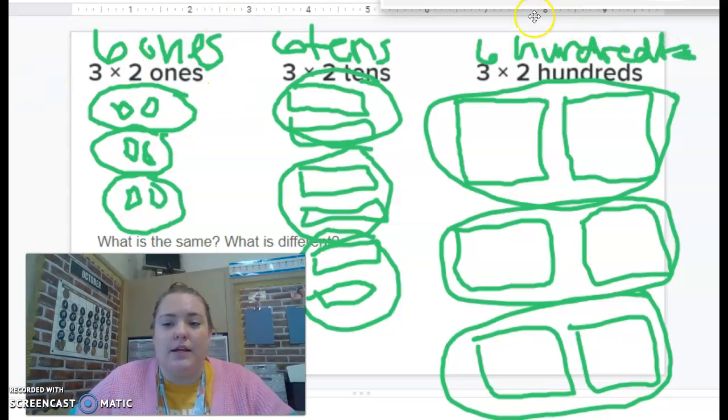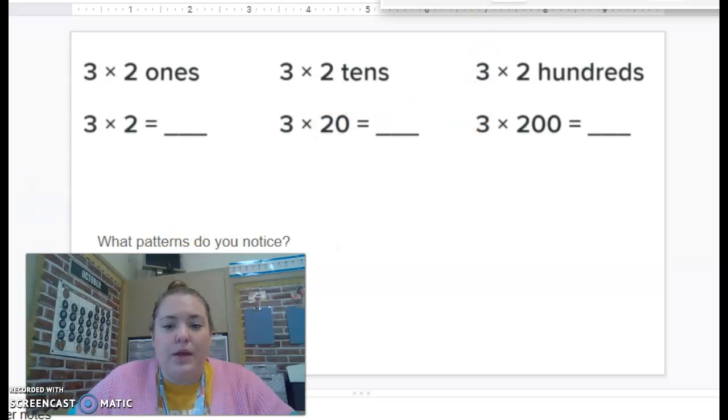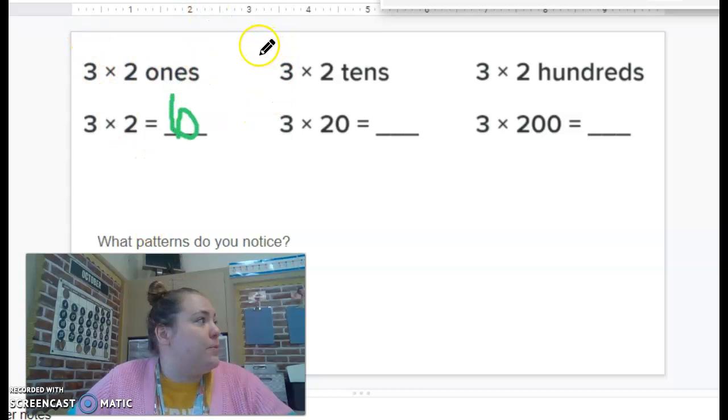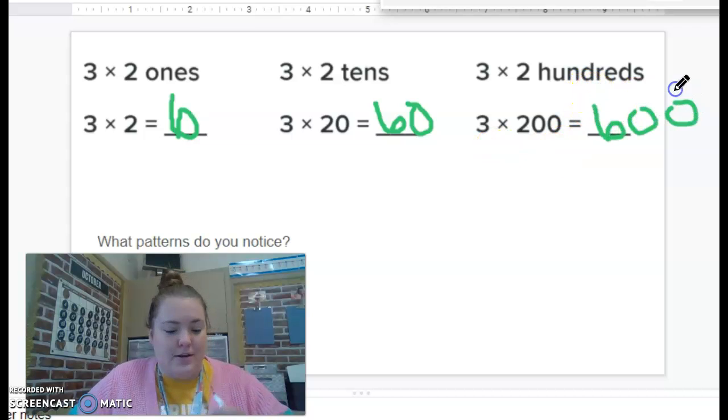So now we're going to look at the next slide and we're going to examine this a little bit further. So 3 times 2 ones gave us 6 ones. So 3 times 2 equals 6. 3 groups of 2 tens gave us 6 tens. So 3 times 20 is going to be 60. And 3 groups of 200s gave us 6 hundreds. So 3 times 200 would be 600.